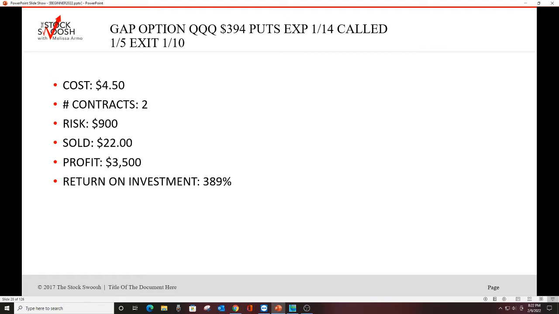Again, because you have to stay within the defined risk, if you had taken 3, that would have been okay too. This isn't an exact science. You've got to stay close within the range. You can't take 10 and risk 4,500 if you're trying to risk 1,000. Do you know what I mean? Sold at 22, profit of 3,500. You would have made 389% return on investment. So let's look at that.